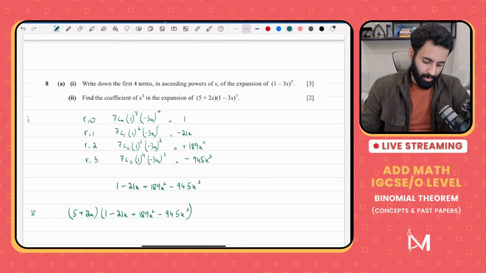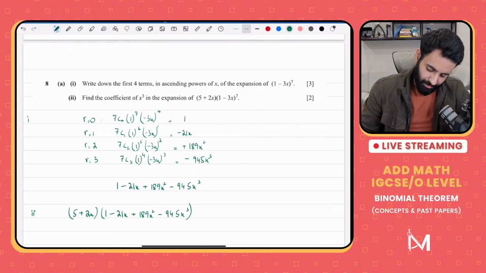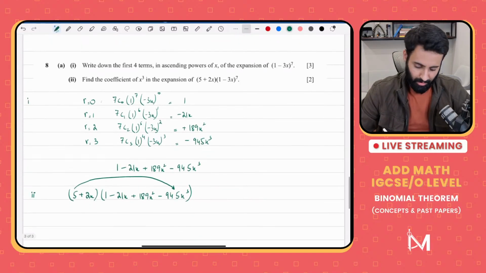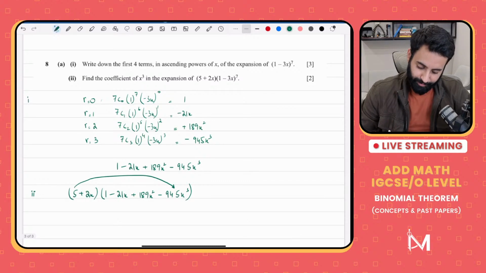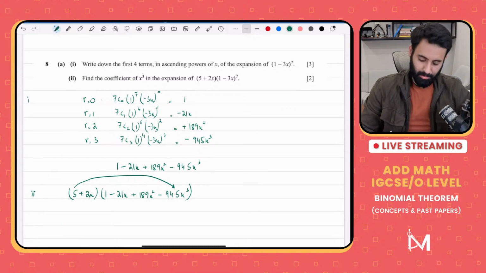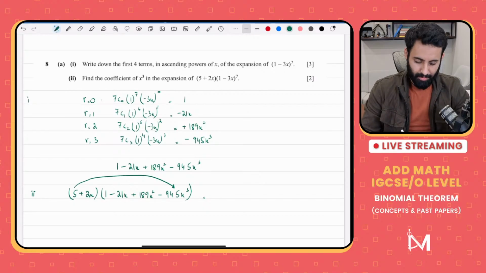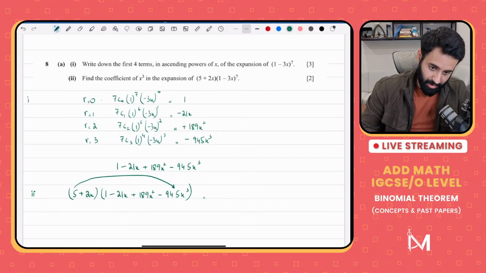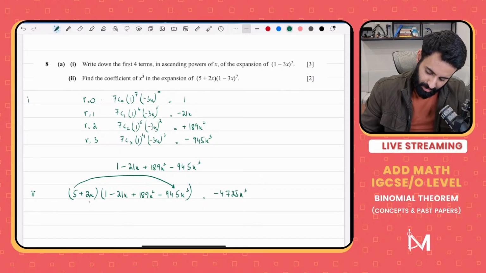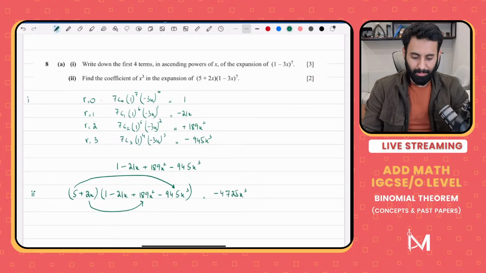Okay, so we have 5. What should I multiply 5 with? 5 is a constant, so it better be multiplied with the coefficient of x cubed, or the term with x cubed in it. So 5 into minus 945. So 5 into 945, that's minus 4,725x cubed. Now what about 2x? 2x must be multiplied by positive 189.